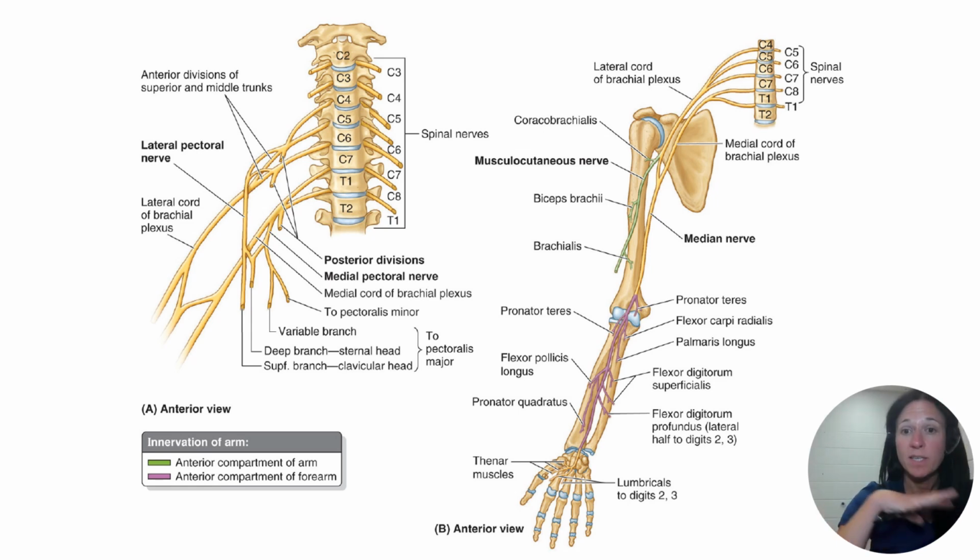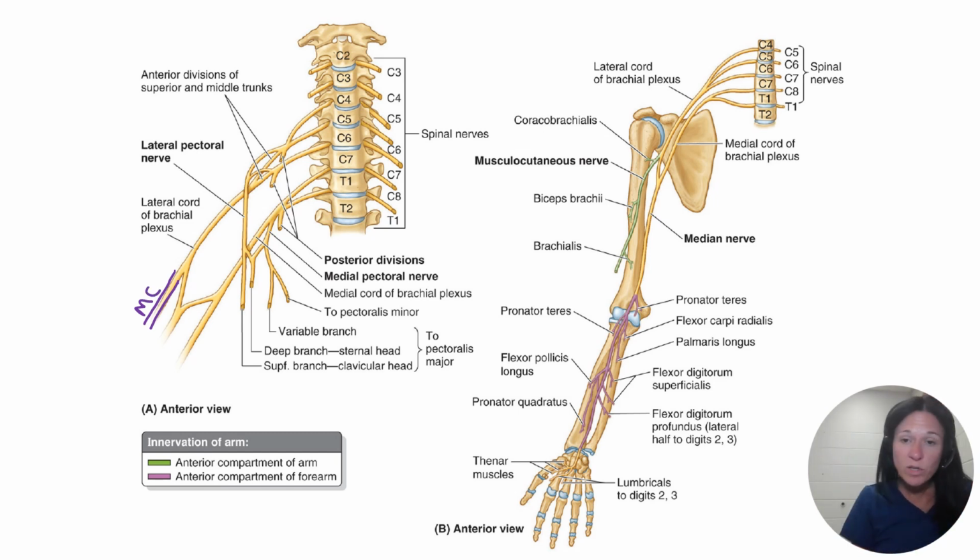Now let's focus on some of these terminal branches. And we know that axillary and radial come from the posterior cord. And the posterior cord was formed by all the posterior divisions coming together. So for now, we're just going to take all of that away and focus on what the anterior divisions gave us. Okay, so we have the lateral cord and the medial cord. And one of our terminal branches from the lateral cord was musculocutaneous. So we'll just say MC for musculocutaneous.